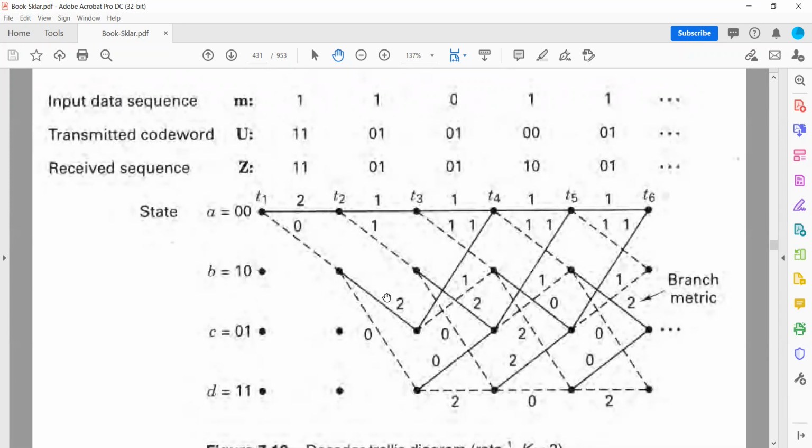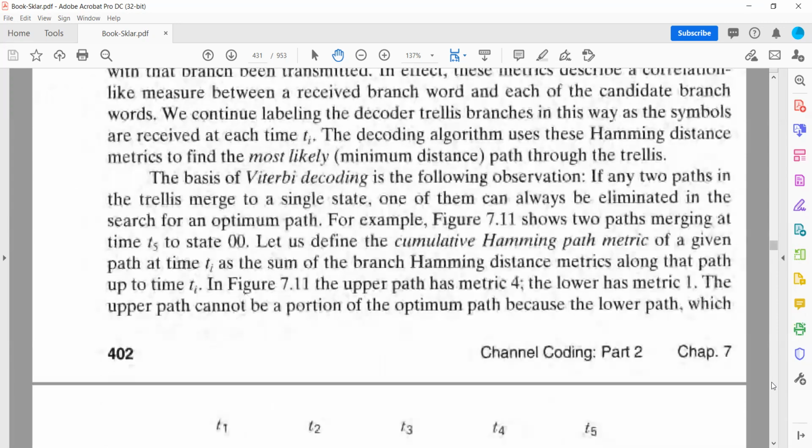So 0 plus 2 plus 1. Then it goes to 0, right? So 0 plus 2 plus 1 plus 0 and plus 1. This 1 plus 0, 1 plus 1, 2 plus 2, 4. One path has a state metric of 4. The other has a state metric of 6.